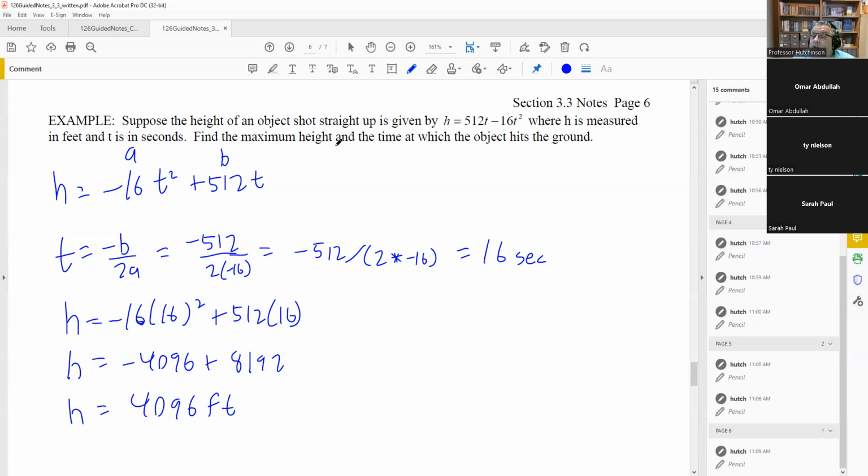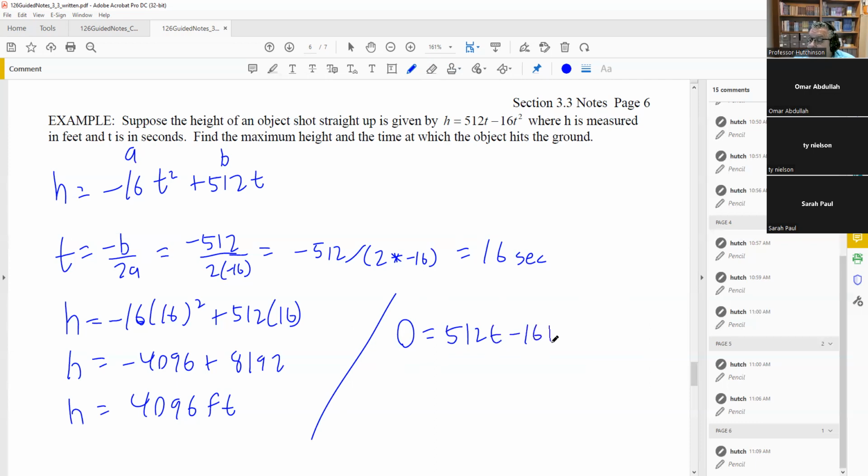The second question says, find the time at which the object hits the ground. Now, you can do this a couple of different ways. The second part, you want to find when the object hits the ground. You could do it algebraically where you put in a 0. So 0 equals 512t minus 16t squared. We'll put that in for this, and then you're going to factor.